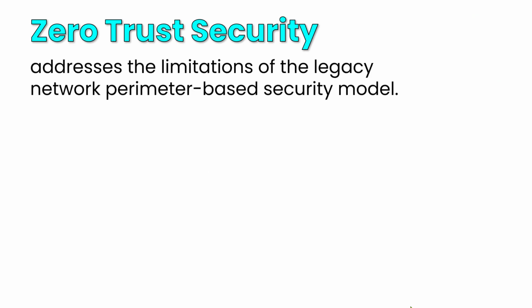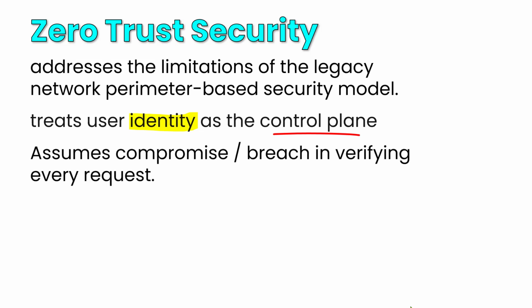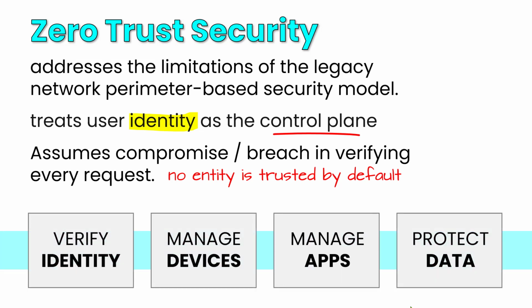So zero trust security addresses the limitations of the legacy network perimeter-based security model, where the firewall at the edge of the network was our perimeter. So zero trust security treats user identity as the control plane and assumes compromise or breach in verifying every request. So essentially, no entity is trusted by default. In zero trust security, we verify identity, manage devices, manage apps, and protect data in all scenarios.